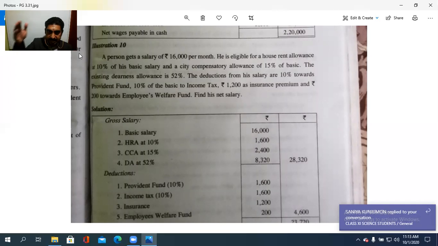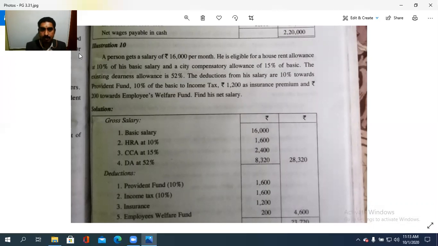So all the things you need to add is what? 16,000 plus 1,600, that is HRA, plus city compensatory allowance 2,400, and dearness allowance 52% of the basic. That is 52% of 16,000, which is 8,320. So the total is 28,320, that is the gross salary. From that we are deducting.